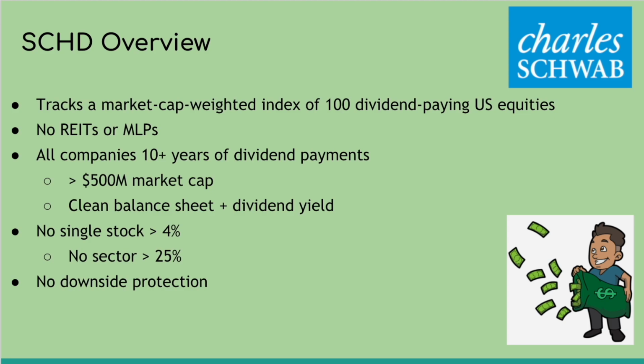They also require companies to have sustained at least 10 consecutive years of dividend payments. They also require each of their companies to have over a $500 million market cap, which isn't really a lot these days. They also take into account a lot of other metrics such as cash flow to total debt, return on equity, the dividend yield, and 5-year compound annual growth rate of that particular dividend. So it's really just making sure that companies have a clean balance sheet, plus their dividend yield is actually high enough to warrant being in this ETF.